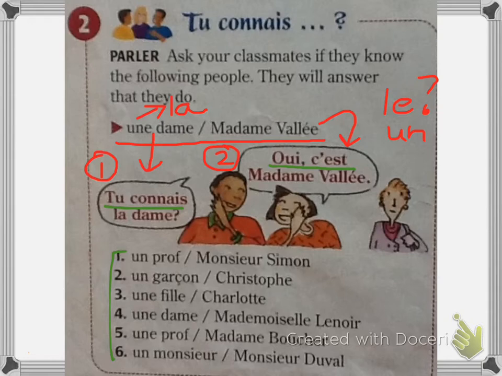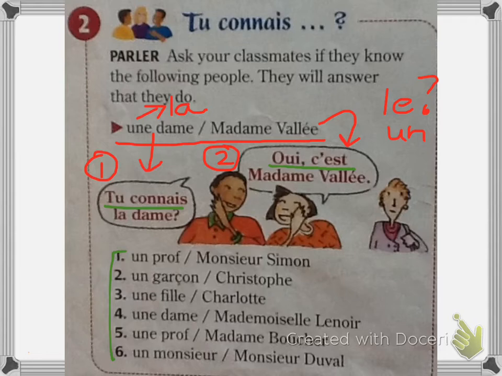So, again, I'd like you to try these. Numéro 1, we have un prof and Monsieur Simone. So it becomes tu connais le prof, we say Monsieur Simone. 2, un garçon et Christophe. Tu connais le garçon, we say Christophe. 3, une fille and Charlotte. Tu connais la fille, we say Charlotte.